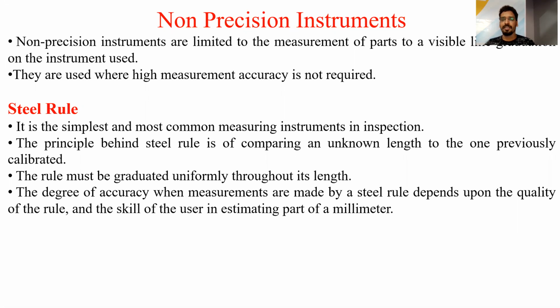The distance between two parallel lines engraved on the platinum iridium rod is supposed to be 1 meter. On the basis of that principle, we have designed the steel rule. The rule must be graduated uniformly throughout its length, so as we see, there are a number of divisions on the scale throughout its length. The degree of accuracy when measurements are made by a steel rule depends upon the quality of the rule and the skill of the user in estimating part of a millimeter.